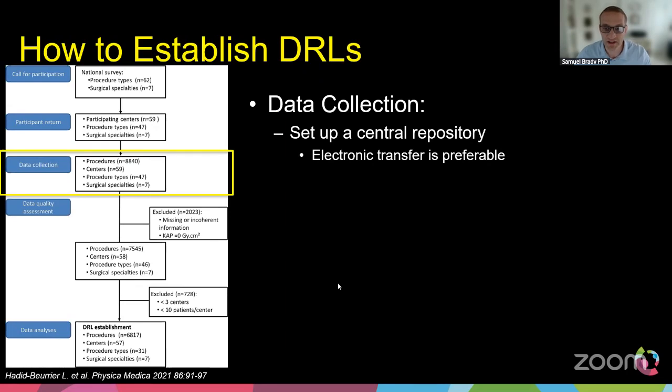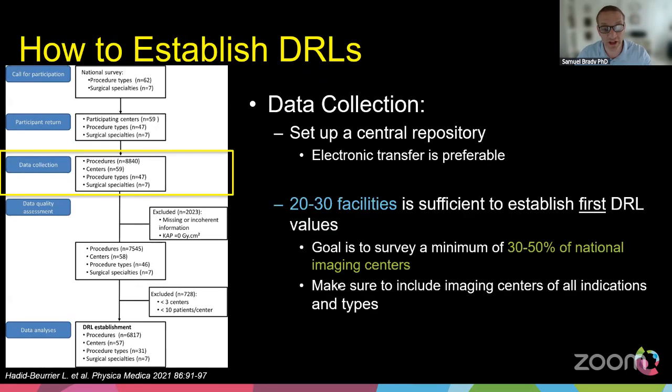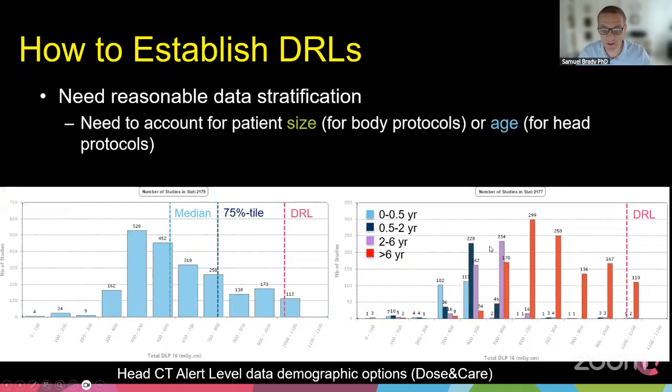All right, so the central repository does prefer electronic data transmission, but it can receive the papers. And before they set up a DRL, they need to receive data from at least 20 to 30 facilities so that they have a good sampling across your population. Eventually, the goal is to get 30 to 50% of all imaging facilities in your country.